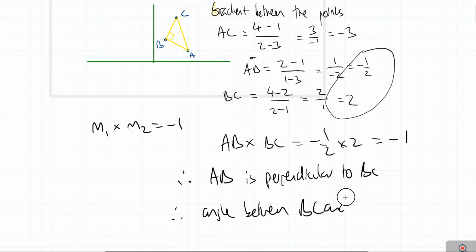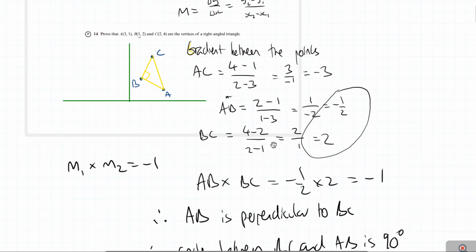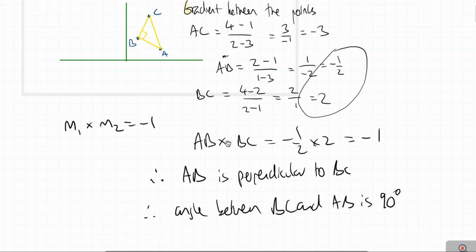BC and AB, is 90 degrees, and hence you have shown that it is a right angle triangle as they are perpendicular to each other. And there we go, we've shown here that our vertices must form a triangle. For the first step, to show that there are 3 distinct gradients between the points, to show that it must be a triangle, and then the second part is to show that AB is perpendicular to BC, which is therefore 90 degrees.